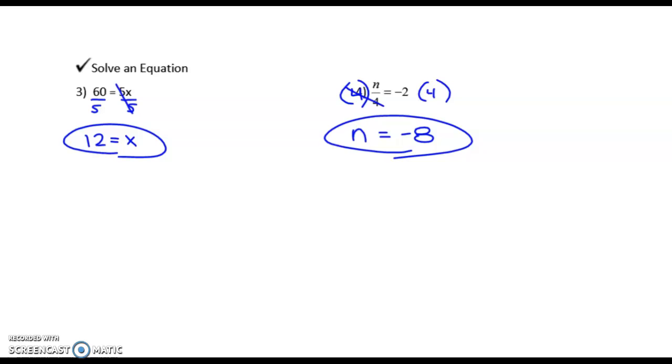As you can see in example 3, we use the inverse operations of multiplication and division again. We divided both sides by 5 to get x equals 12. And in number 4, we multiplied both sides by 4 to get n equals negative 8.